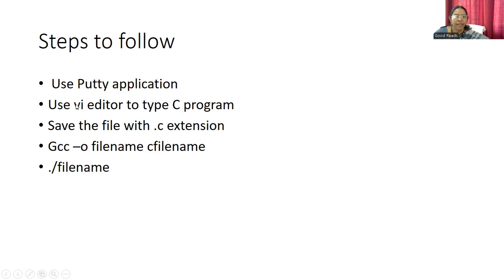The next one: to type your C program, you can use the VI editor. VI is an editor like Notepad. In Notepad, we type Java programs and execute them on the command line with javac filename.java. Similarly, here you are using an editor called VI. So you give vi, which is the command for the editor, then the file name, the C file.